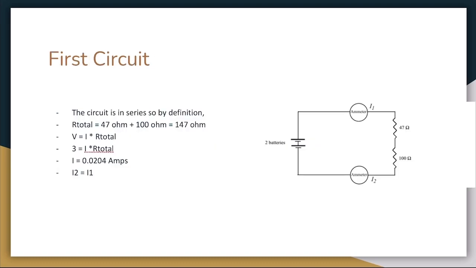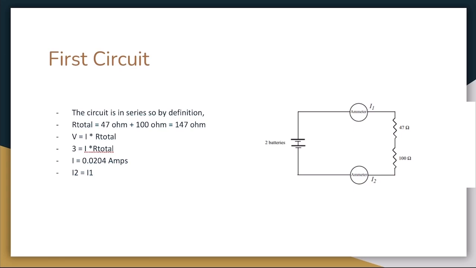For our first circuit, we have two batteries that hold 3 volts combined, 1.5 volts each, to form a circuit with two resistors, and we connect two ammeters to them. Because the circuit is in series, we are able to add our resistors, being 47 ohms and 100 ohms, to get approximately 147 ohms of resistance.